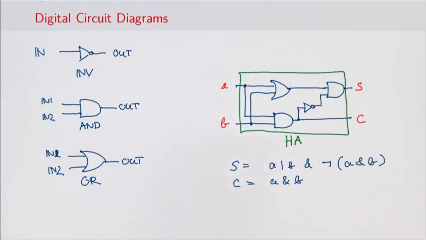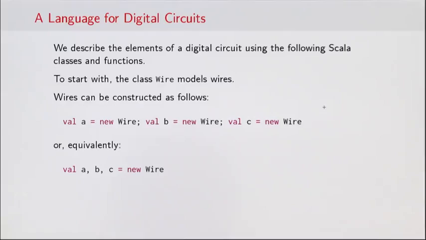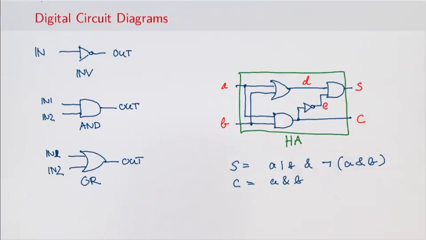So the idea is that we would have wires, and the wires are here named, so they have names. What we are going to do also is name the internal wires, so there would be a wire here and a wire here. And those wires we can create using a class Wire. So we can create new wires by writing val a = new Wire, and then val b = new Wire, val c = new Wire. That would create the 3 new wires a, b, and c. Or equivalently, we can abbreviate that to just writing val a, b, c = new Wire. And that way we can create all the wires in our circuit diagram that you see here. And finally, we can place the gates between the wires.